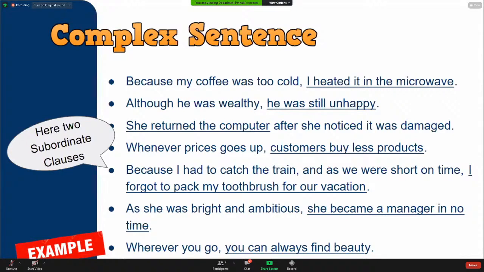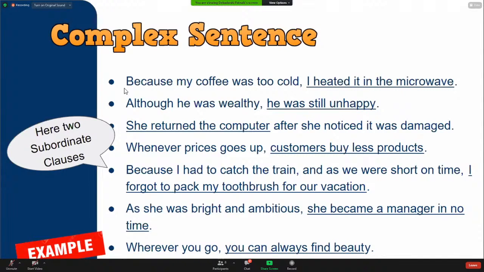If I say "I heated it in the microwave," that I can say separately. But what did you heat? I don't know. But if I say "because my coffee was too cold," then yes. "I heated it in the microwave" alone now shows as incomplete, because this is a complex sentence.